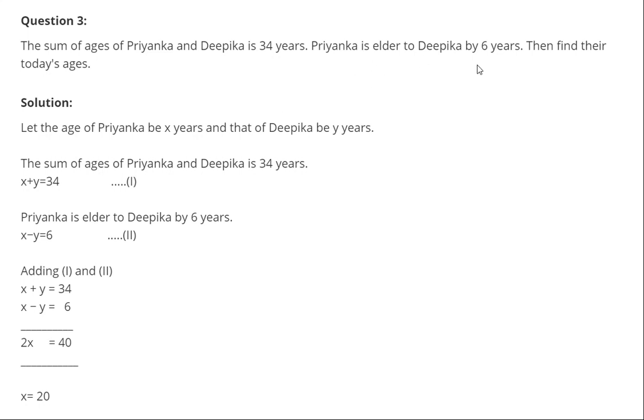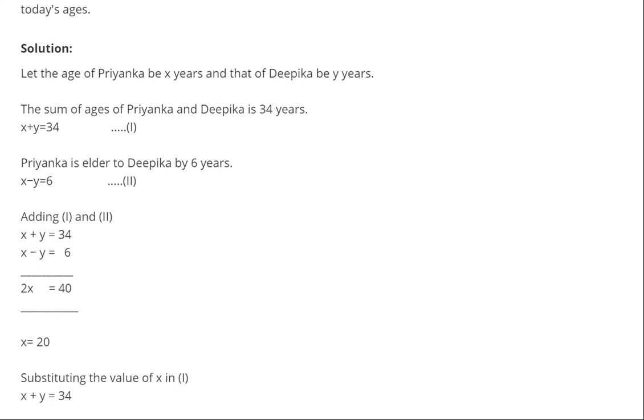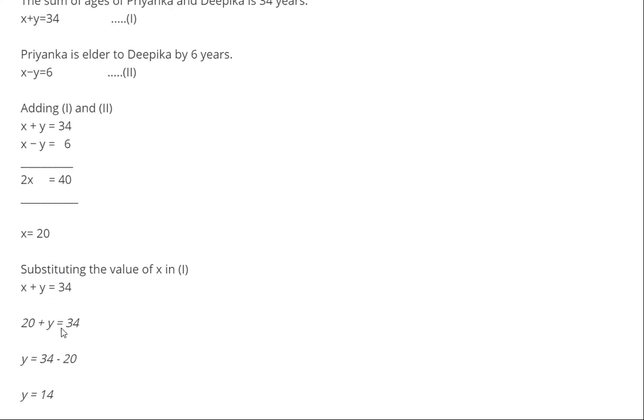Priyanka is elder to Deepika by 6 years. That means the difference between their ages is 6 years, where Priyanka is elder, so x minus y is equal to 6. That's my second equation. I can clearly see that I can eliminate the value of y in these equations. So x plus y is equal to 34, x minus y is equal to 6. Now when I cancel y and y, I am left with 2x is equal to 34 plus 6 is 40. I can get the value of x as 40 divided by 2 is 20.